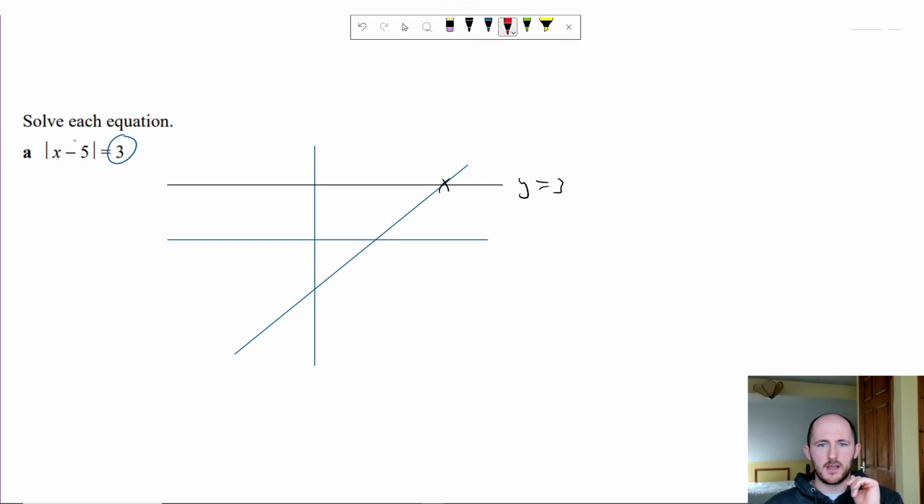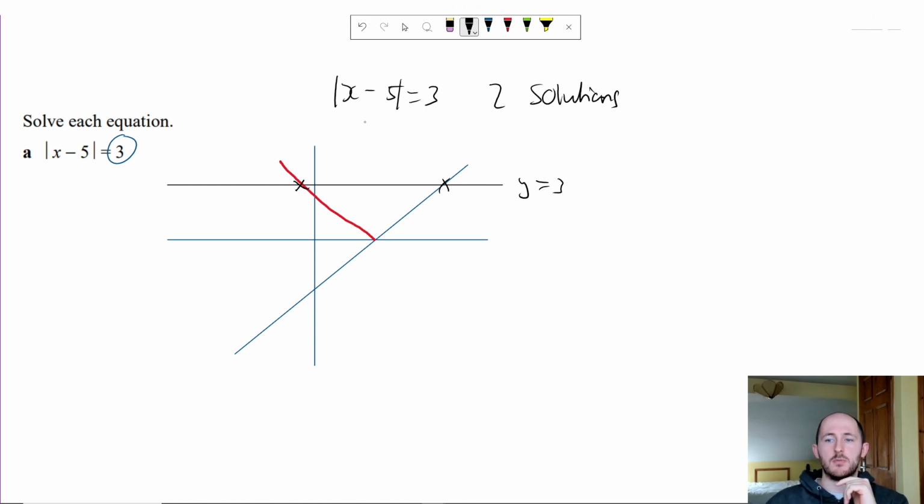But look what happens when we actually draw the x minus 5 modulus function. Now everything that's below the x-axis goes above the x-axis. How many times does it cross? It crosses twice. So normally in our linear equation, x minus 5 equals 3, we have one solution because the graph of x minus 5 crosses y equals 3 once. But now we have the modulus function, there are 2 solutions, because when we sketch it, it will cross twice.